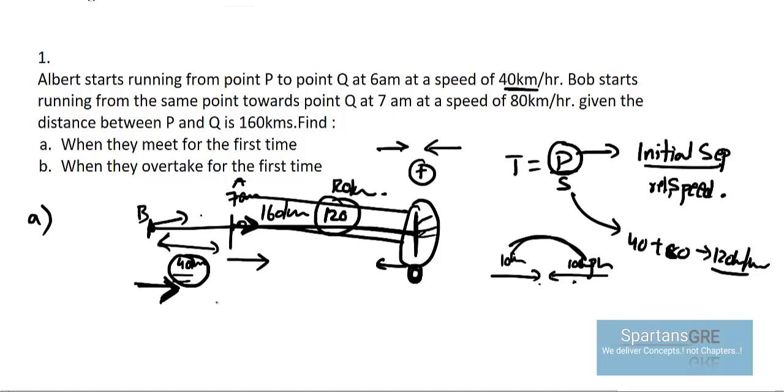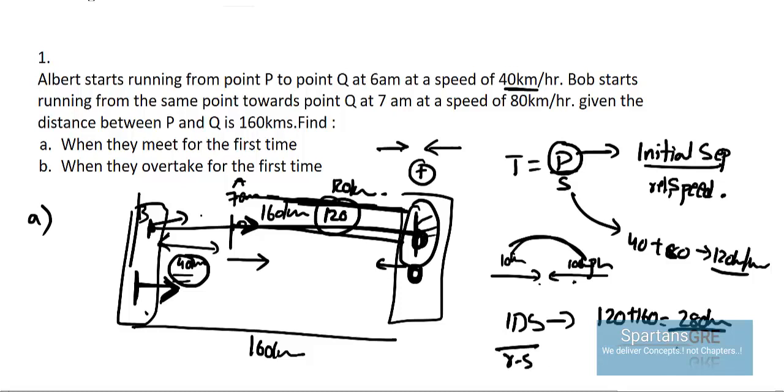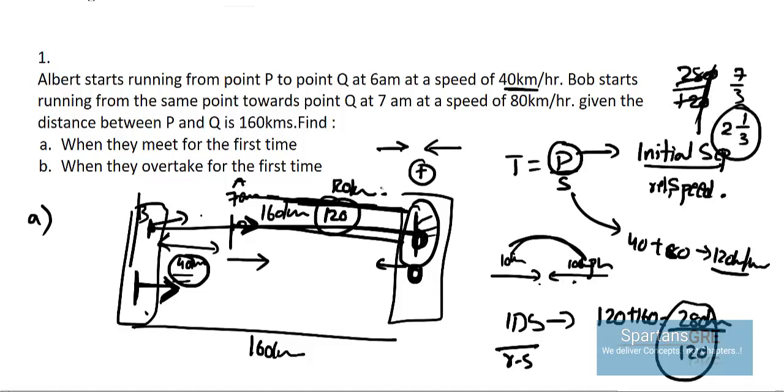To reach here, it has to travel 120 kilometers. Now the bodies are opposite to each other. Now B is pointing towards A and A is also pointing towards B. What is this distance? This distance is 160 kilometers. And to reach this point, A has to travel 120 kilometers more. So your initial distance, IDS, will be 120 plus 160, which is 280 kilometers. So you got your IDS and you got your relative speed. That relative speed is 120. So it will be 280 by 120. It will be 2 and 1 by 3. So after 2 and 1 by 3 hours, they meet.